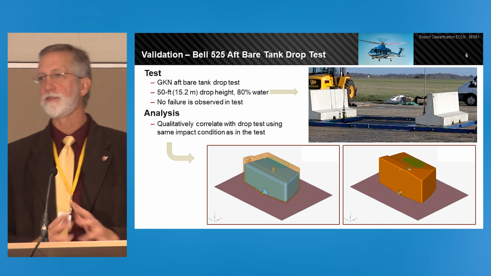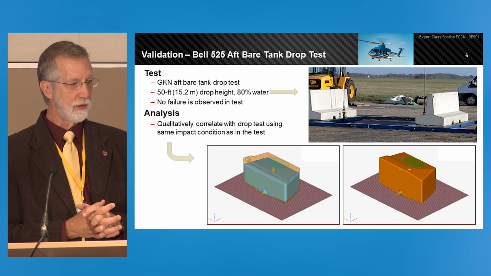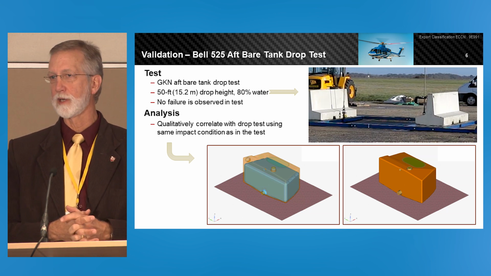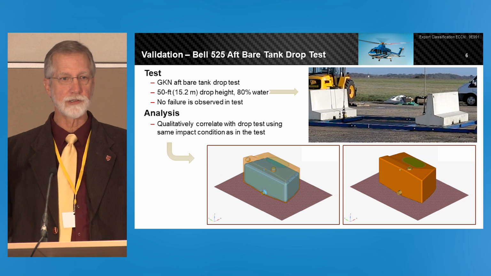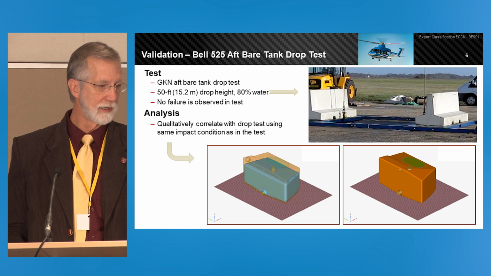So this is a 50-foot drop. It's a 15.2 meter drop. And again, in this case, this does not meet the 952 criteria of having the structure surrounding it, so that it busts up and creates puncture threats.